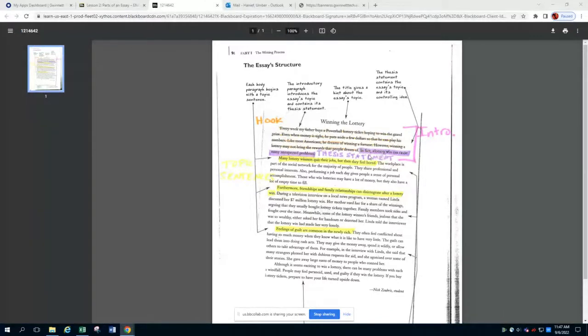This purple sentence right here, this thesis statement, tells us what the entire body is about. Each yellow sentence is one of the problems that the thesis statement told us there are from winning the lottery. And then every one of these paragraphs is about what the topic sentence says.